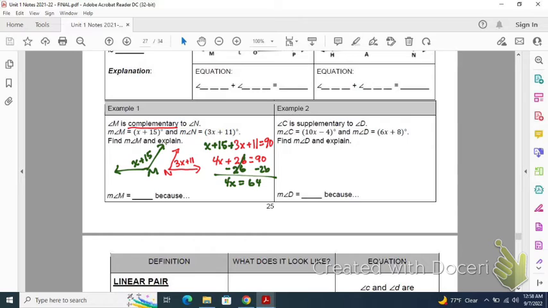Divide by 4 on both sides, you end up with x is equal to 18 degrees. Don't forget the degrees. So the measure of angle M, we're not done. We got to plug in that x back into the measure of angle M to find the total angle. 18 plus 15 is going to get you 33 degrees. So the measure of angle M is 33 because complementary angles.